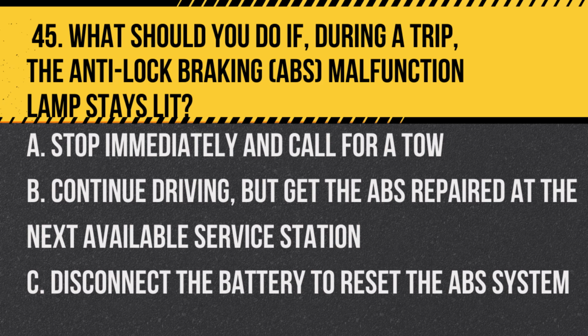Question 45. What should you do if, during a trip, the anti-lock braking ABS malfunction lamp stays lit? A. Stop immediately and call for a tow. B. Continue driving, but get the ABS repaired at the next available service station. C. Disconnect the battery to reset the ABS system. Answer B. Continue driving, but get the ABS repaired at the next available service station. Even if the ABS malfunctions, the normal braking system will still work.